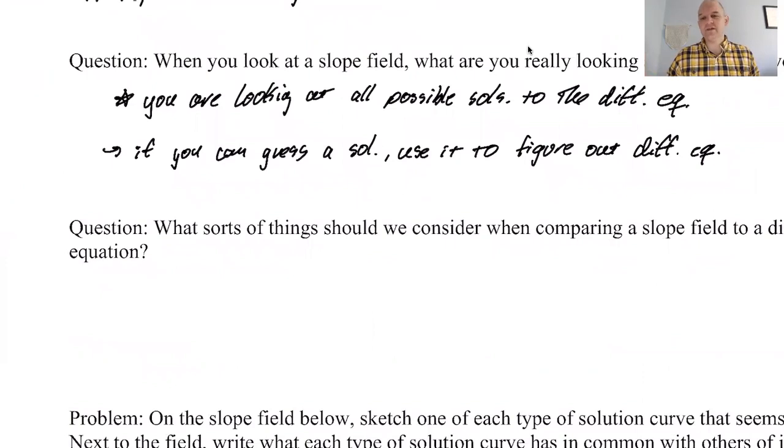You also get a general idea, right? Like, where is the slope positive? Where is the slope negative? Where are the solutions increasing and decreasing as a consequence? Where do you have relative maximums, relative minimums? Think about concavity. There's all kinds of stuff.